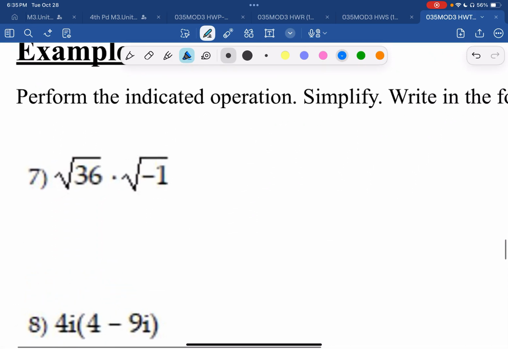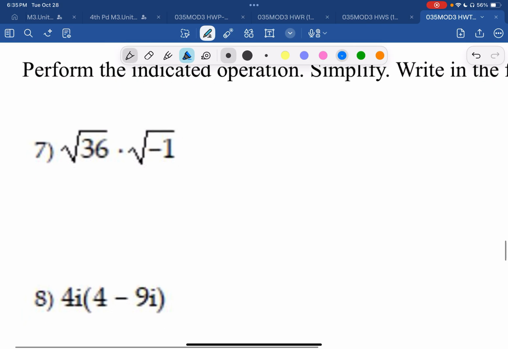Okay, let's get a couple more examples. So here we want to make sure that we're simplifying and multiplying. It's really important that you simplify radicals before you multiply them when you are working with negatives. Otherwise, you may lose a negative. So the square root of 36, we've got 6. The square root of negative 1, that's i. So I'm just left with 6i.